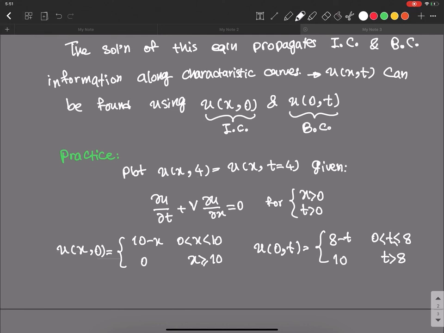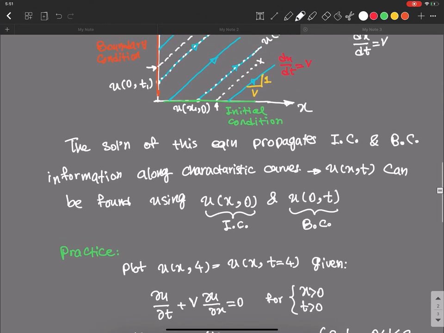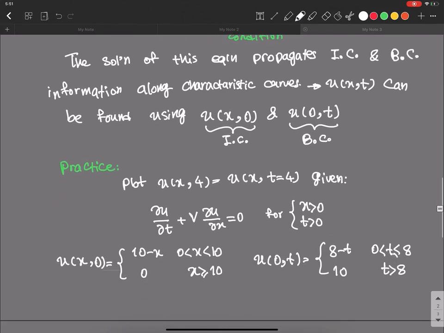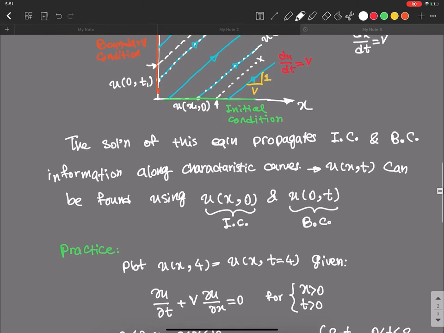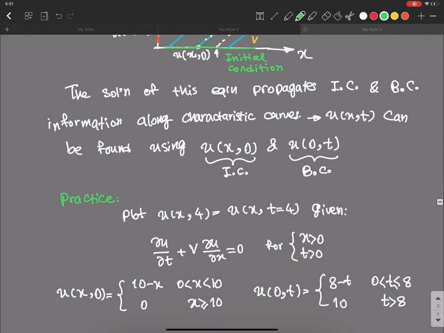Okay, so it's a very simple problem. This is the initial condition and this is the boundary condition, and you just put it here and then propagate it in space. And then I just want you to plot just one line of it, that is u(x, 4), t equals 4, and that means somewhere around here, right? So you have to just plot it around here. So you have to find what the characteristic is here. And for v, I can give you a number. So let's say v is 5. Okay.